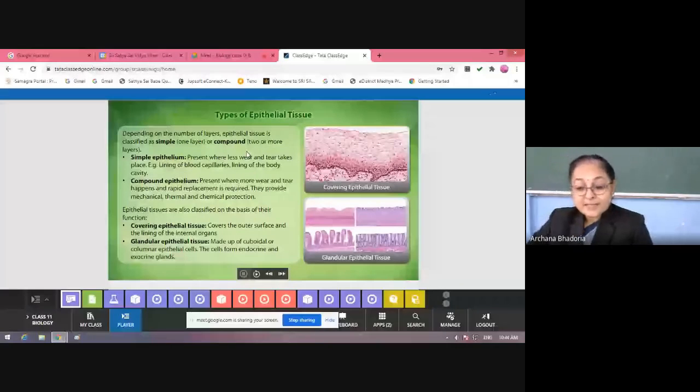तो हमारा स्किन ना कंपाउंड है, उसके बहुत सारे लेयर्स है, तभी वो अपन अगर स्क्रबिंग करते हैं तो एक लेयर ऊपर का अलग हो जाता है, फिर the lower one is exposed to the environment. So simple epithelial tissue, quickly note down, it is present where less wear and tear takes place. An example you note.